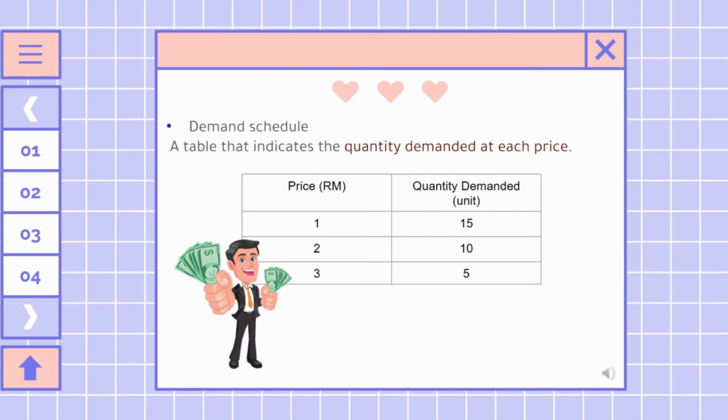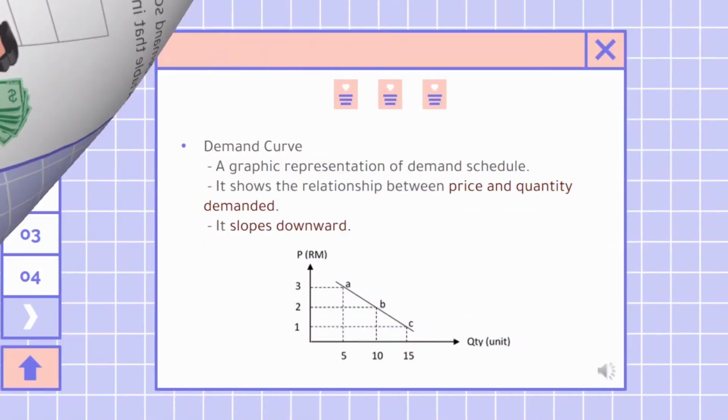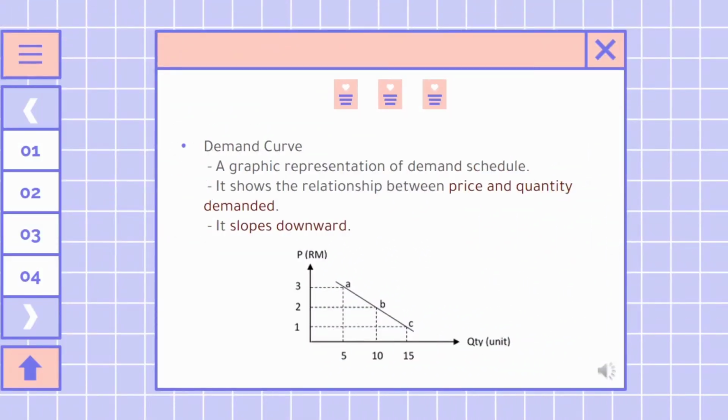Demand schedule is a table that indicates the quantity demanded at each price, such as the example table below. Demand curve is a graphic representation of the demand schedule. It shows the relationship between price and quantity demanded. It slopes downward as in the figure below.